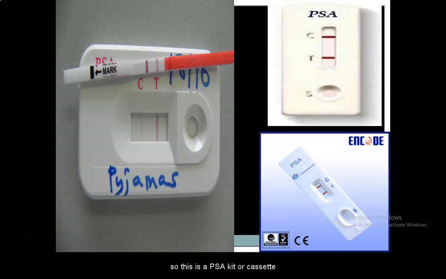So this is a PSA kit or cassette. And this picture over here, the kit was used to test for suspected human semen in pajamas. So this is a positive test. So the analyst used two kits. One is a strip, the other one is a cassette. And there's another cassette here too, another one down here, all showing positive results.